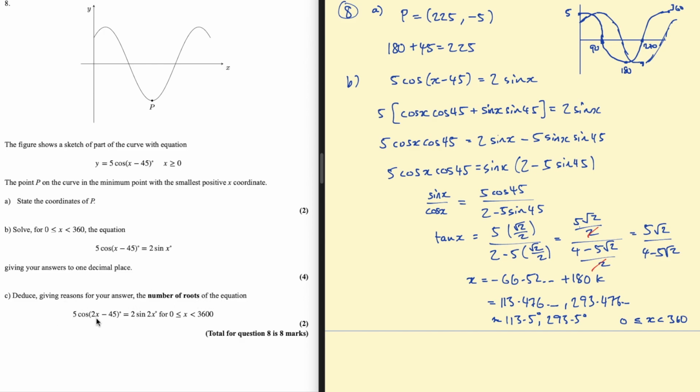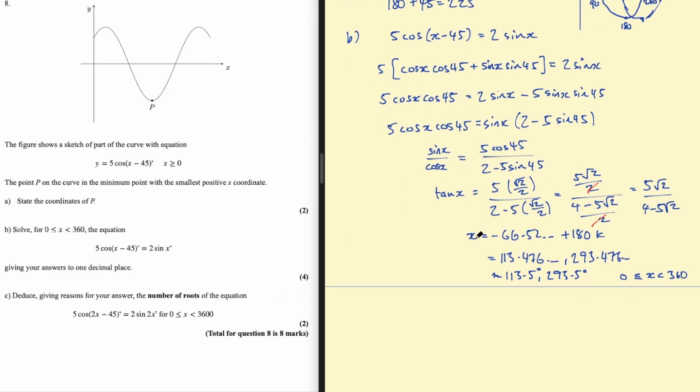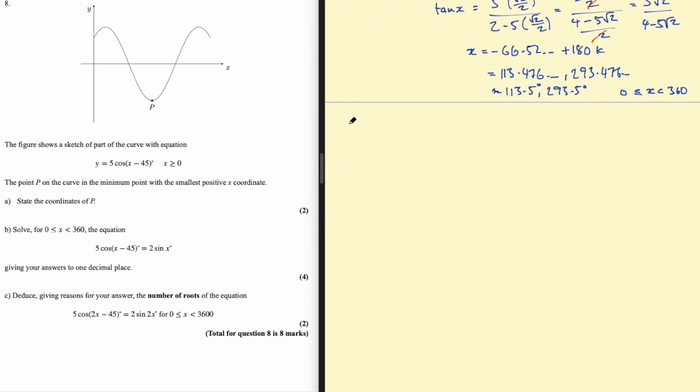Okay, part C says, deduce giving reasons for your answer the number of roots of the equation 5 cos(2x - 45) = 2 sin(2x) for x between 0 and 3600. Here we need to recognize what this transformation does, doubling that input. So we've gone from x as the input to 2x. The effect this has on the graph, if we do a quick sketch, is to shrink it in the horizontal direction by a scale factor of 1/2.